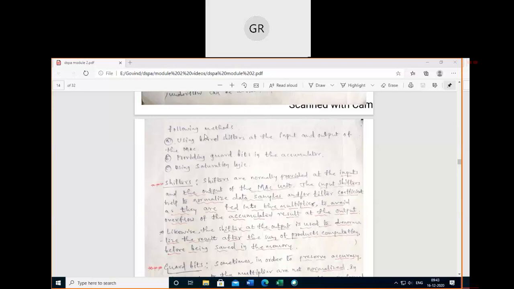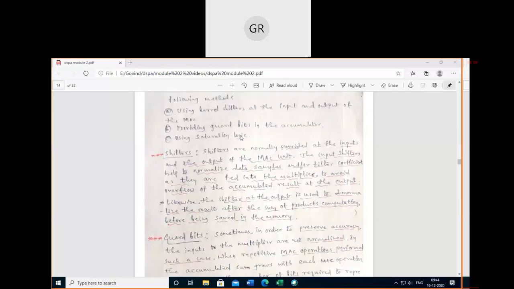Okay. Using a barrel shifter, how can we avoid the overflow and underflow? We can do the scaling, scale down or scale up. To avoid the overflow, using a barrel shifter, we can scale down. To avoid the underflow, we can do the operation of scale up, that means increase the number of bits. Here, providing guard bits in the accumulator. What is meant by the guard bits? Guard bits means we can add some extra bits to the accumulator.